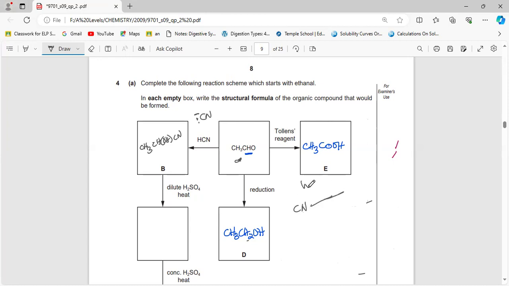The first one is hydrolysis. In hydrolysis, what we use for reagents here is dilute acid. Now this dilute acid could be dilute HCl or dilute H2SO4. And whenever cyanide undergoes this hydrolysis, it must always produce carboxylic acid, as you can see here.